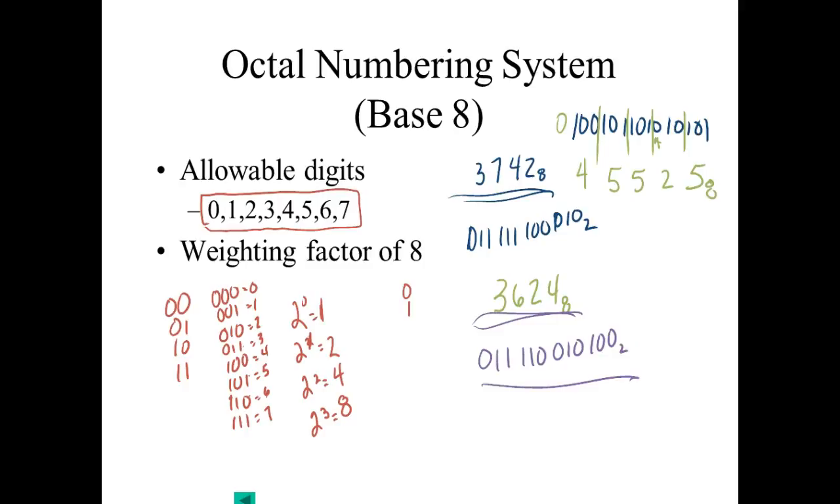3, 6, 2, 4, which is in octal, converted into binary. Notice this is the 3, this is the 6, this is the 2, and that's the 4. If I was going to go from binary to octal, I would take my binary number starting at the least significant bit and split it up into groups of 3s.